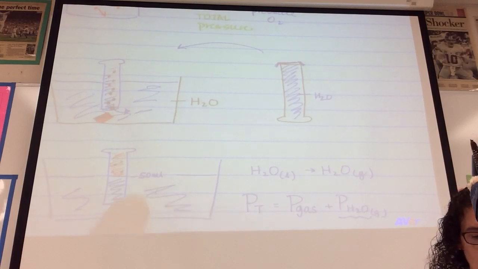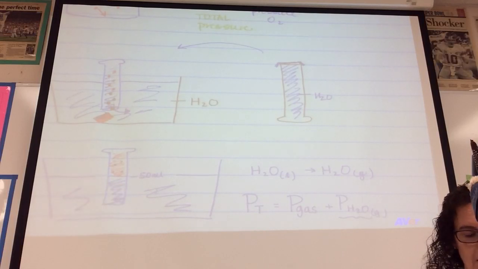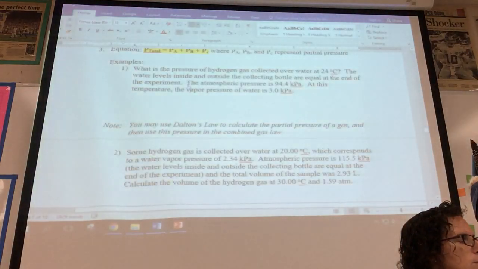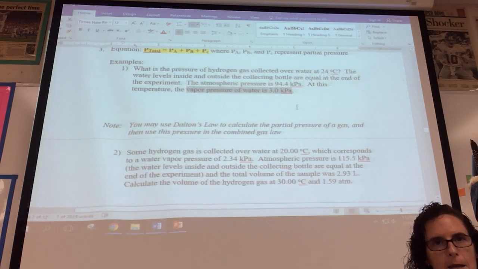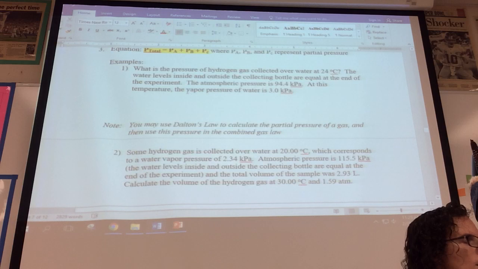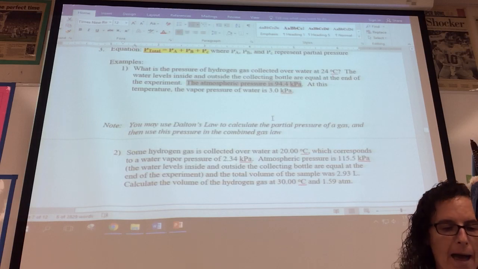So when you do your experiments, you want to equalize those, you want those water levels to be the same to equalize the pressure. If you can't, you have to make a correction for it, and you'll see that in your next lab. It says the atmospheric pressure is 94.4 kPa. At this temperature, that is 24 degrees Celsius, the vapor pressure of water is 3 kPa. Based on the vapor pressure of water and atmospheric pressure, which is total pressure, how do we get the pressure of the hydrogen gas we collected?